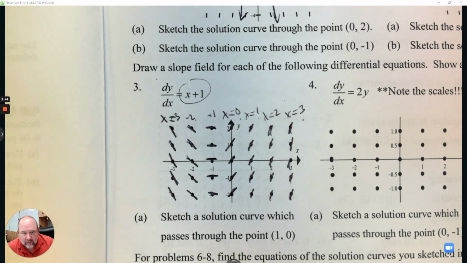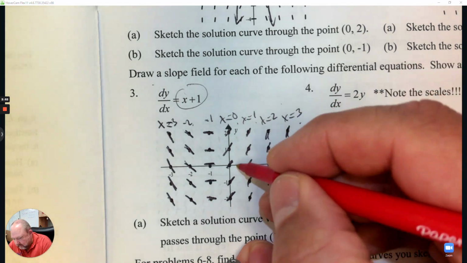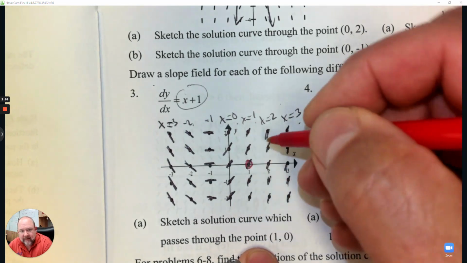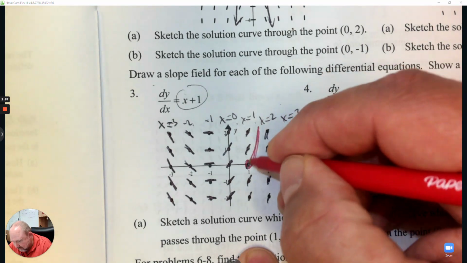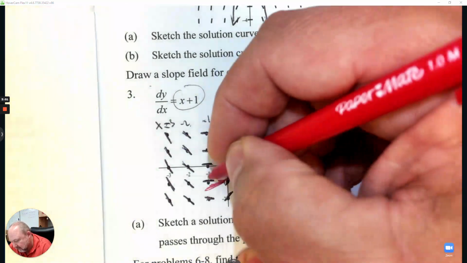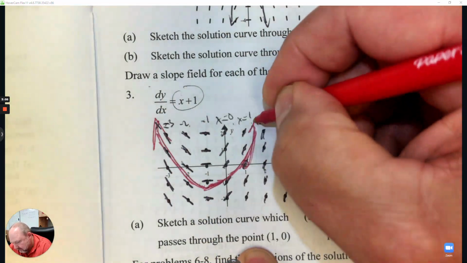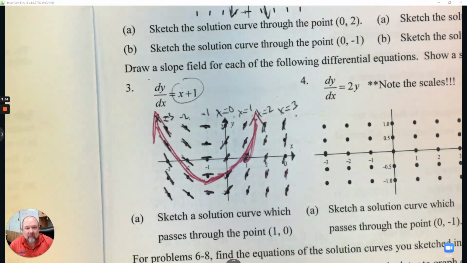Let me get it. I'm going to do it in red. So find (1, 0). It's right here. And then follow what's happening to the right, what's happening to the left. And then once it hits this right here, it's a turning point. And you have your graph.